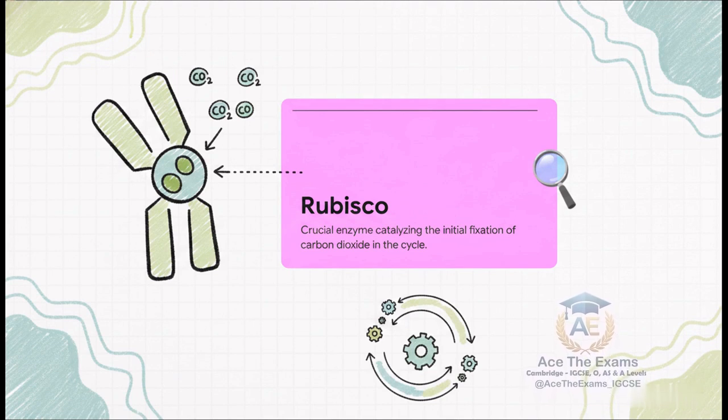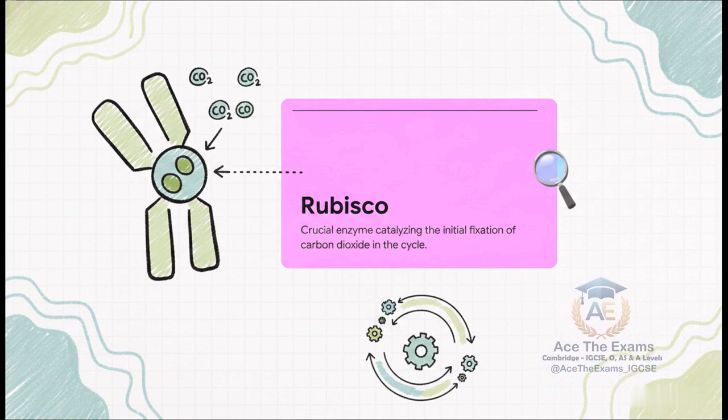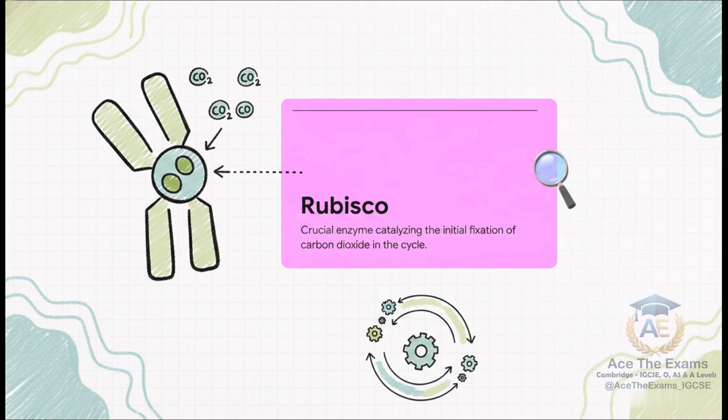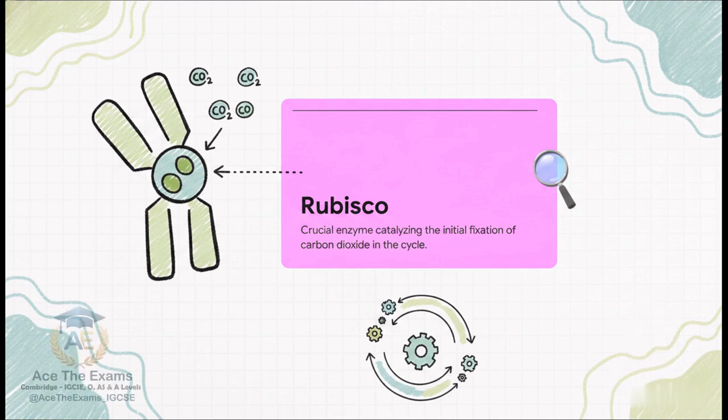First up, Rubisco, the crucial enzyme that catalyzes the initial fixation of carbon dioxide in the Kelvin cycle. It's the ultimate catalyst. Fun fact, it's actually considered the most abundant protein on Earth, even though it's notoriously slow and kind of inefficient. But for your exams, when you see Rubisco, you need to instantly recognize it as the foundational trigger. Without Rubisco doing its thing, the entire cycle just halts.